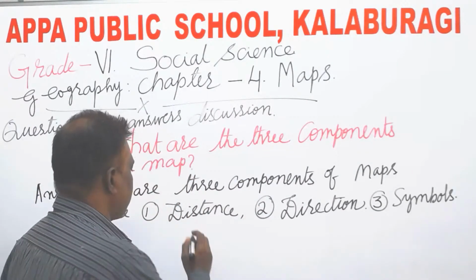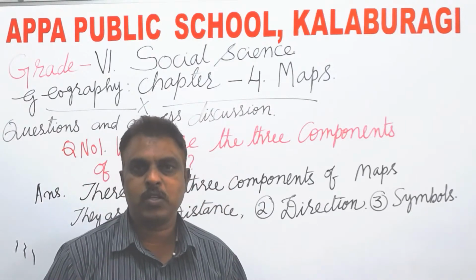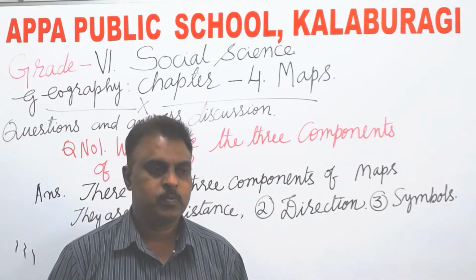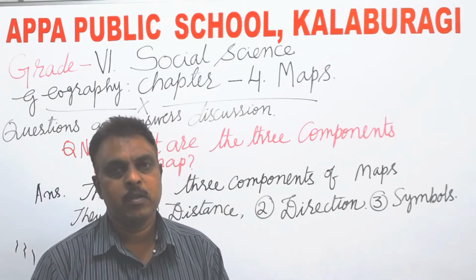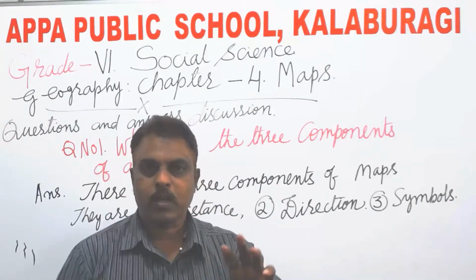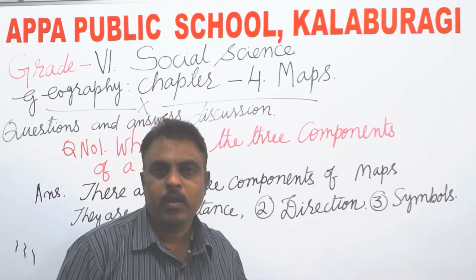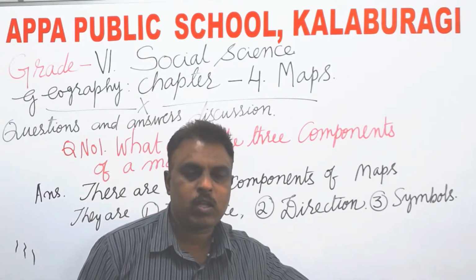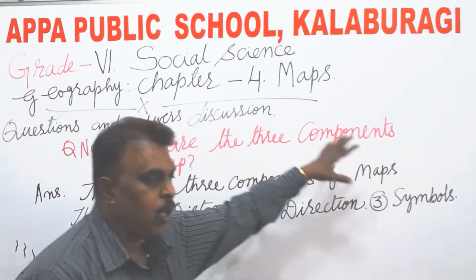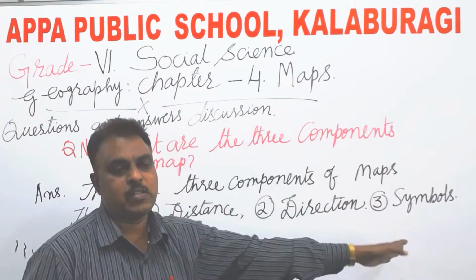Here, the distance. For example, we are in Gulbarga, Kalburgi, in Sharan Nagar, and you want to go to Bengaluru, the capital city of Karnataka. Then how do you plan? You will see the state map of Karnataka. In that, what do you see? The location of Gulbarga, and from Gulbarga to Bengaluru, what is the distance?